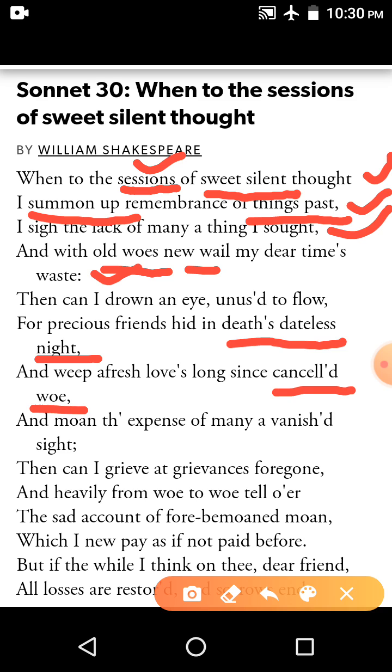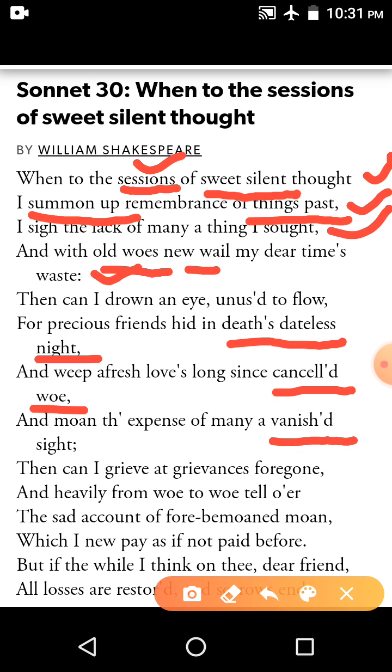It happens whenever you remember some dead person, some person who has died. Whenever you remember him or her, it brings tears to your eyes, and I mourn the expense of many a vanished sight. I weep for the sights of those who have vanished, जो कि disappear हो गए हैं.